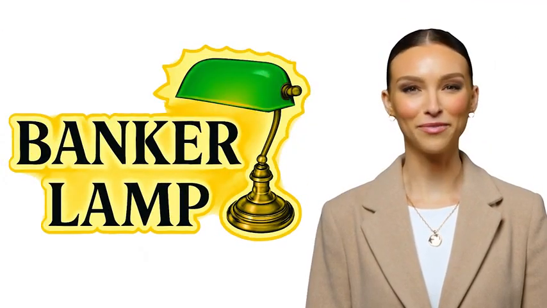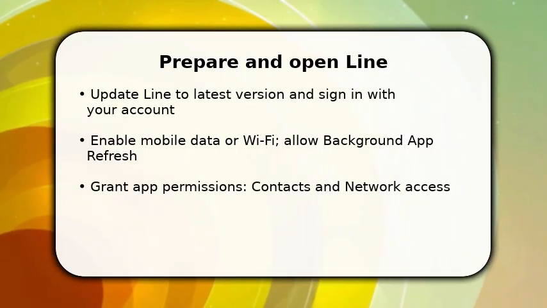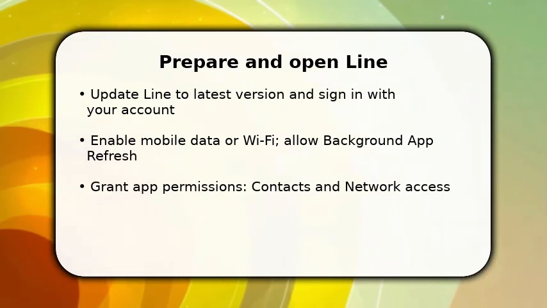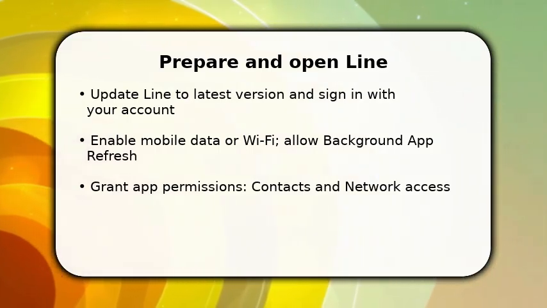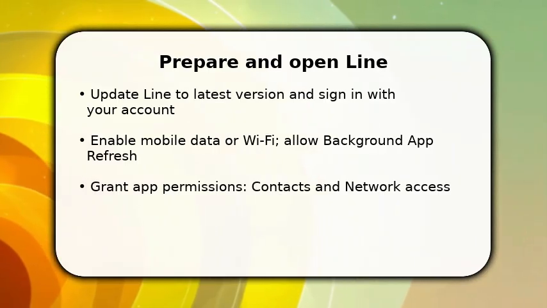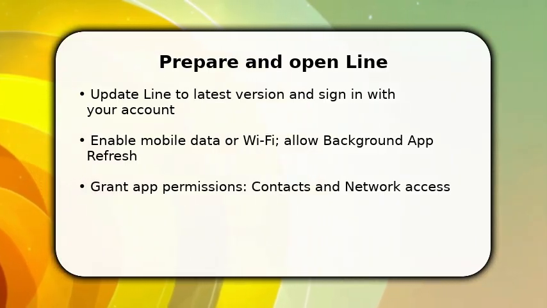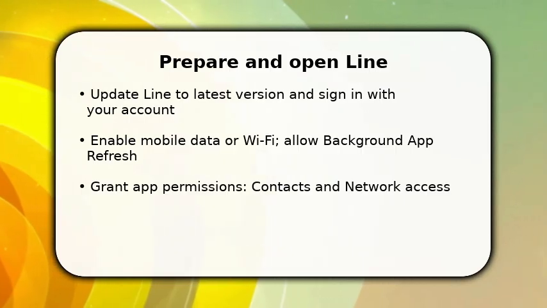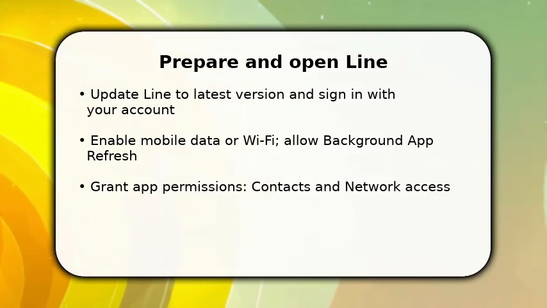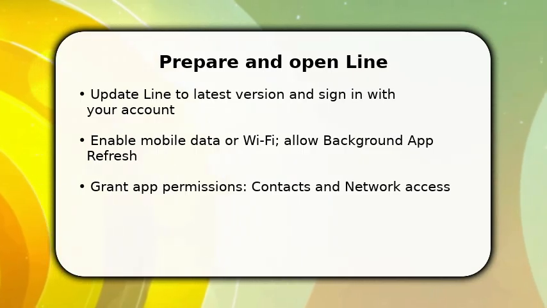Please enjoy the video. You start by preparing the app so presence information can flow. Open Line, update if needed, and sign in. This ensures the online indicator works correctly. Once done, grant permissions for contacts and background app refresh so Line can check status continuously.